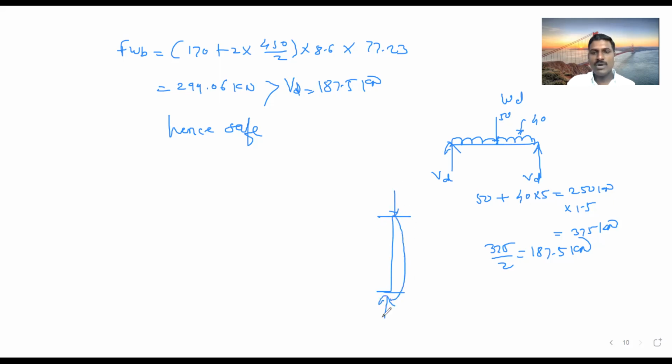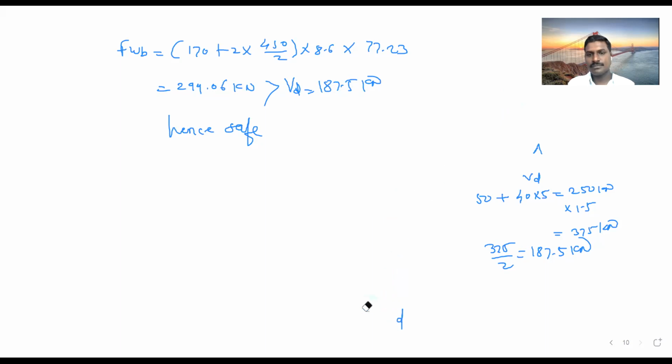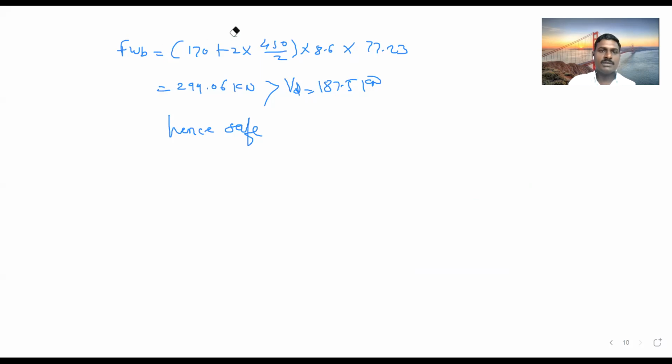So like this, if these two are equal, 299 load will be carried, but the actual load coming is 187 for this particular reaction. So this is your VD. So this will again be safe. Are you getting it, everyone? Yes, sir. Okay, so in this way we can design the beam. Got it, everyone? I think it is so easy. This is a very easy procedure for design of beam. Okay, so write down the next example.